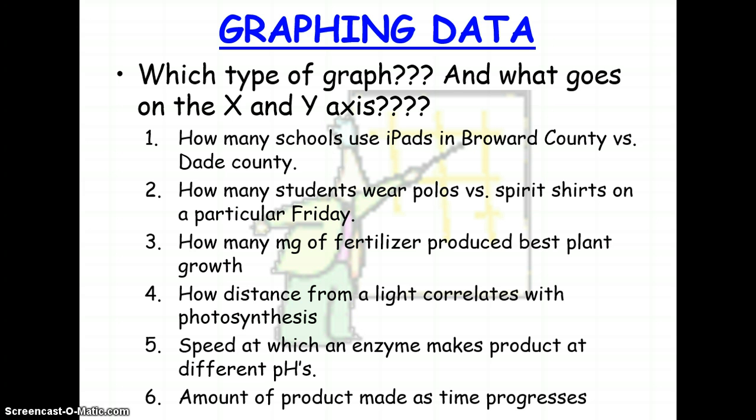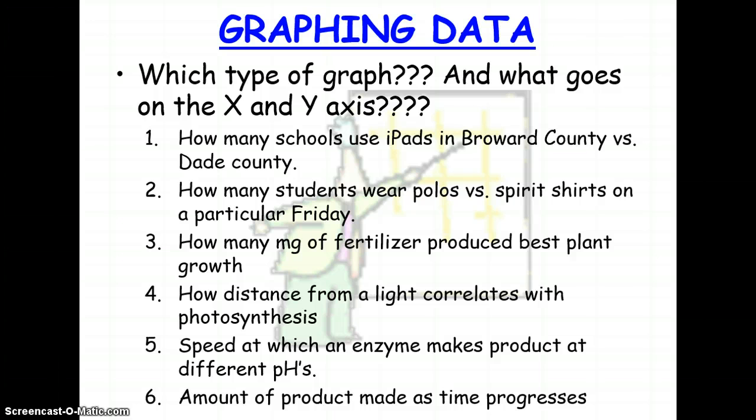Number 3, how many milligrams of fertilizer produce the best plant growth? Okay, well, growth is probably going to be something we would measure for height, for example. So that's going to be a number, how many centimeters tall they are, or inches, or whatever. And milligrams is an amount of fertilizer. So these are both numbers. This would be a good line graph.